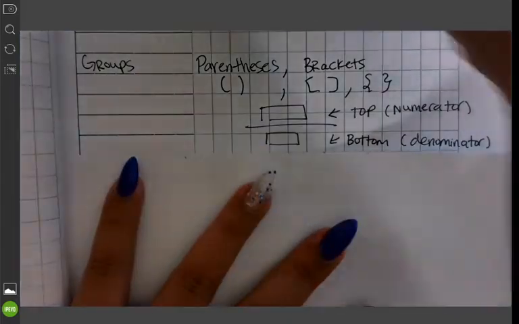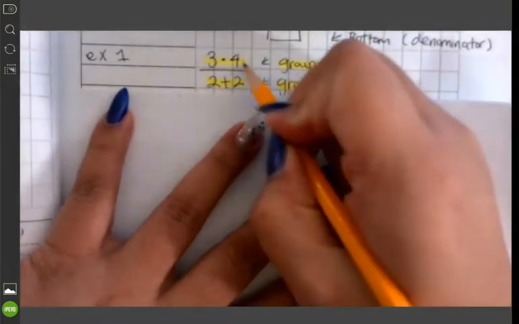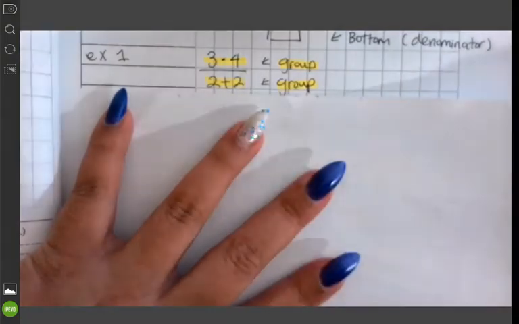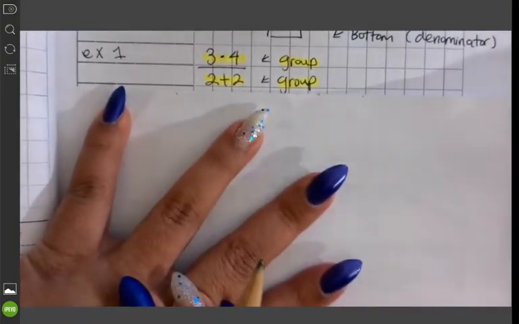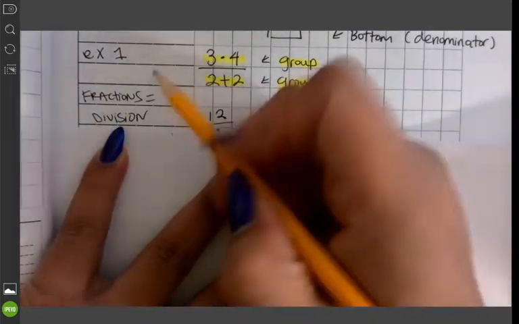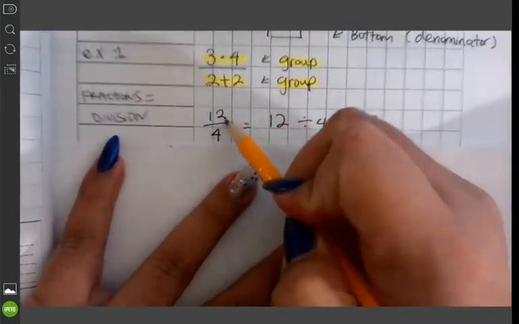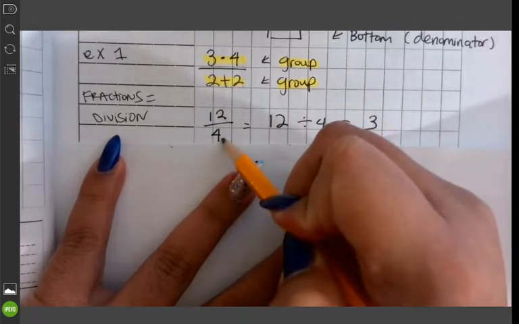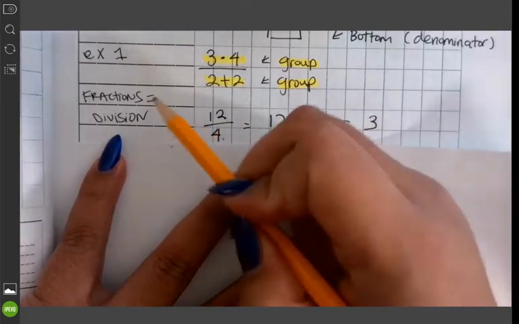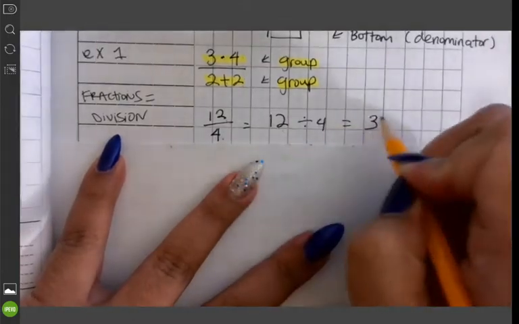I'll show you what that means for example 1. So, example 1, we have 3 times 4 over 2 plus 2. 3 times 4 is a group, and 2 plus 2 is a group. So you must do those separately. Okay? And then fractions equal division, and you'll see what that means. So 3 times 4 is 12. 2 plus 2 is 4. And now you're left with 12 over 4. Fractions equal division. So this means 12 divided by 4, which equals 3. So our answer is 3.